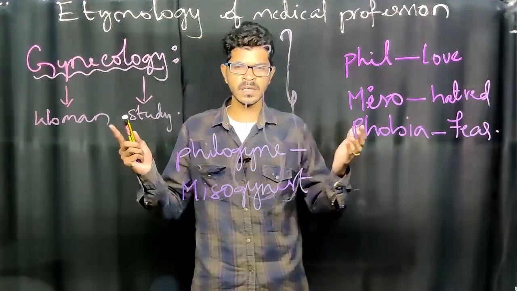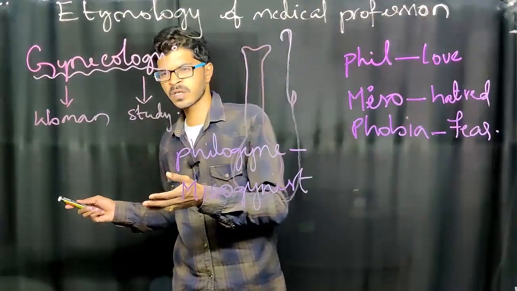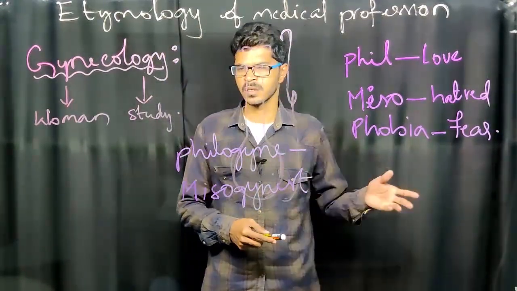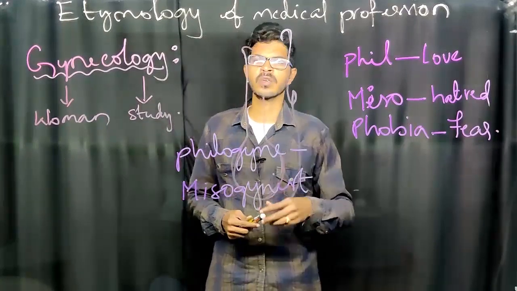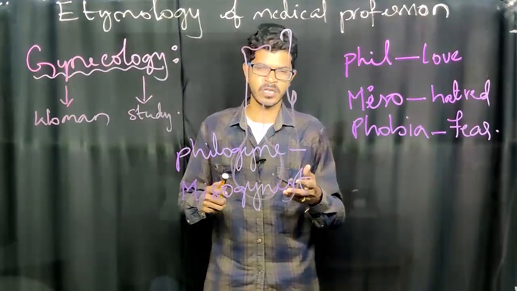And if there is someone who respects women a lot and who readily offers his seat in a bus when he comes across a woman standing beside him, we can call him a philogynist. He likes women, he loves women, he respects them.